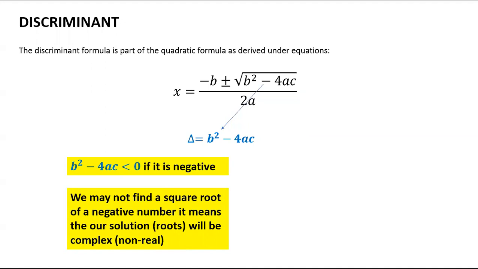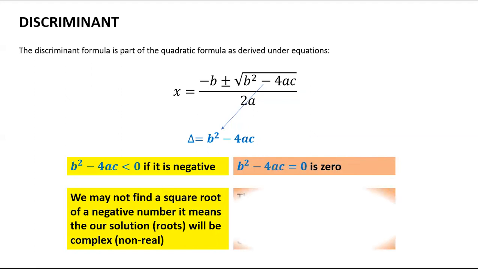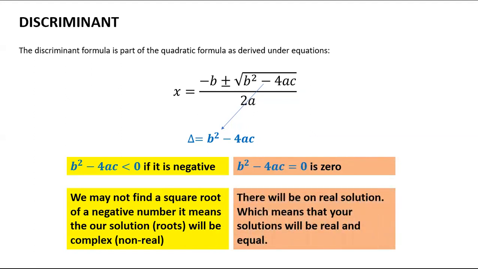Now, what if the root, that b squared minus 4ac underneath the root, is 0? What type of solution are we going to have? Then it means there will be one real solution, which means that your solution will be real and equal.